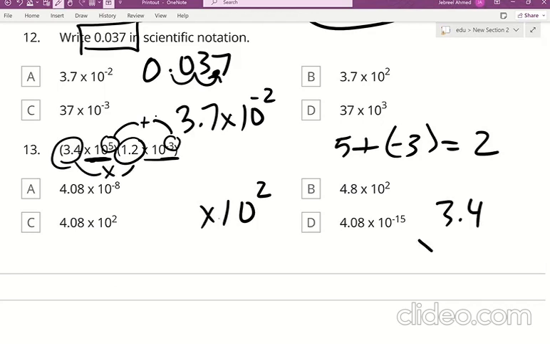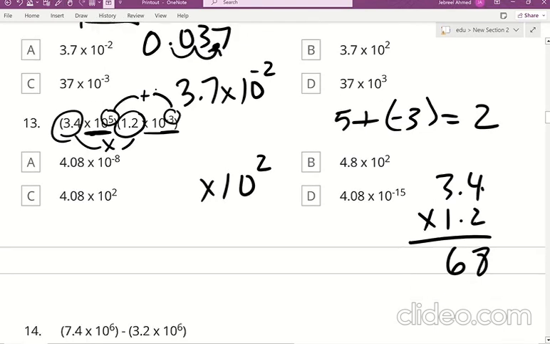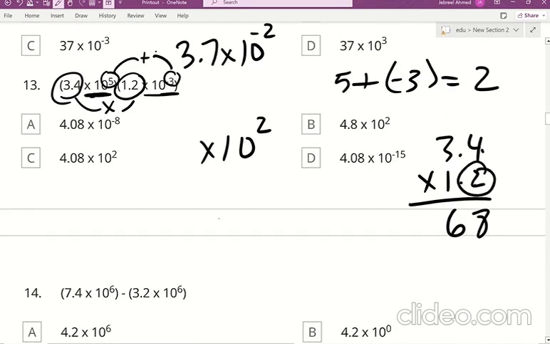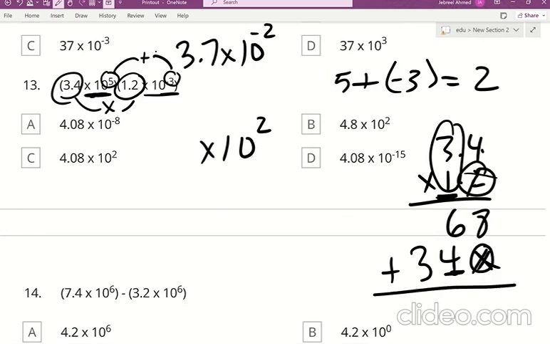So 3.4 times 1.2, 2 times 4 is 8. 2 times 3 is 6. Now that I've finished with the ones place, I'm just going to put a 0 or an X. And now that I'm starting with the tens place, I have to start from here. So 1 times 4 is 4. 1 times 3 is 3. I'm going to add these together. 8. 6 plus 4 is 10. 3 plus 1 is 4.